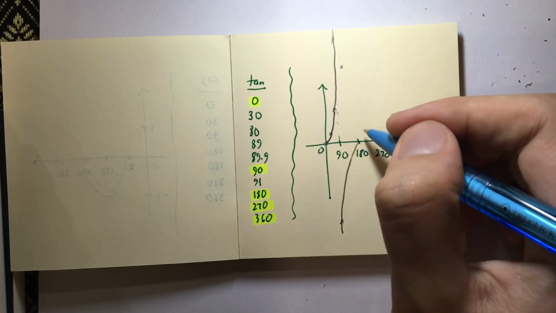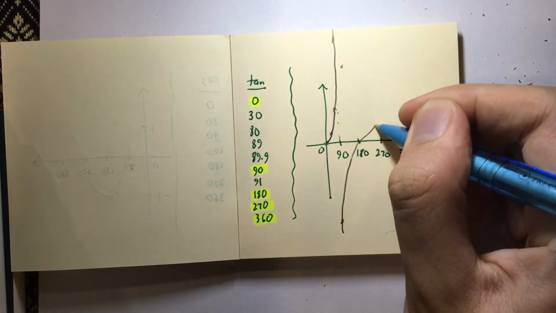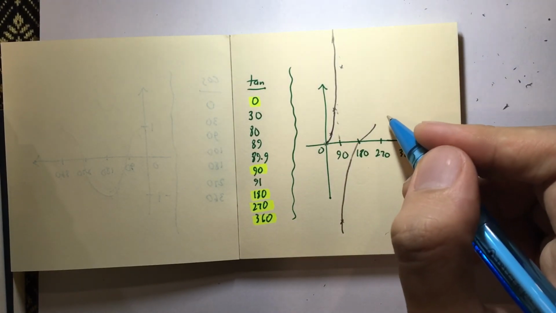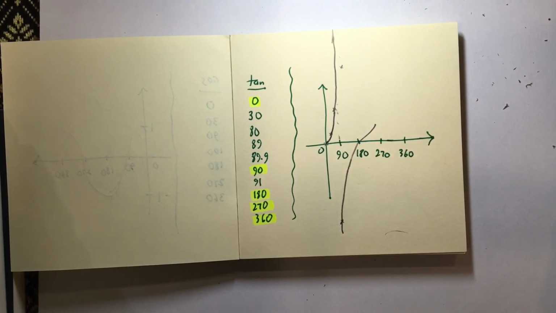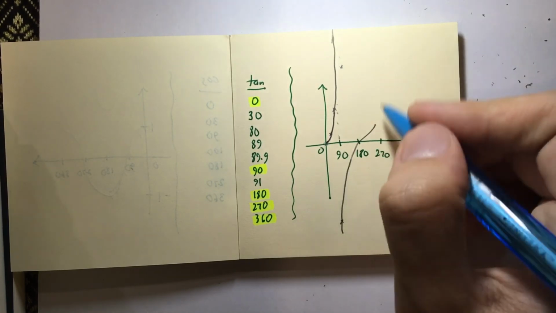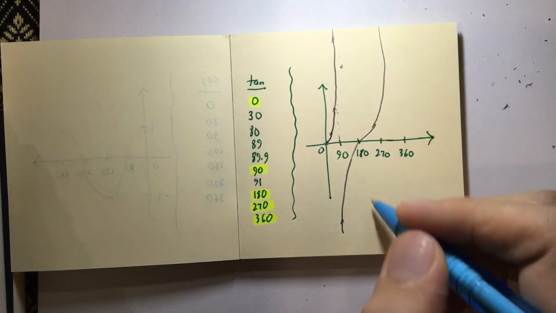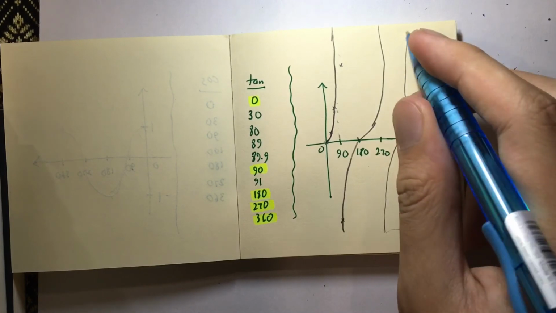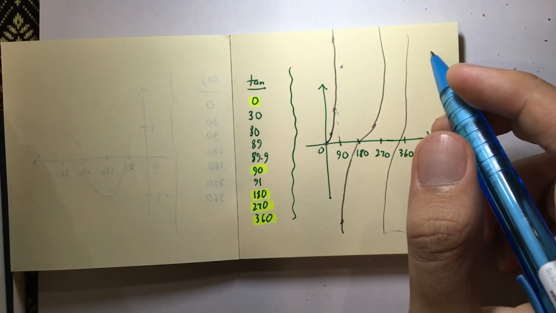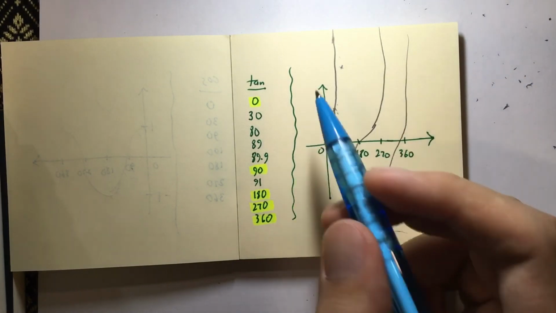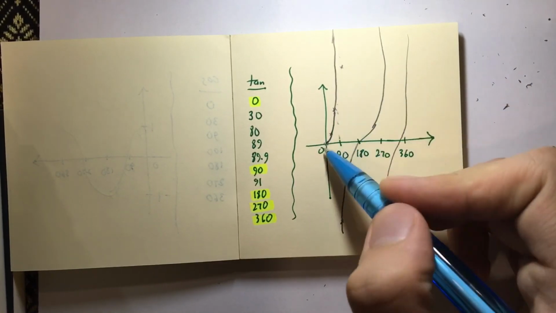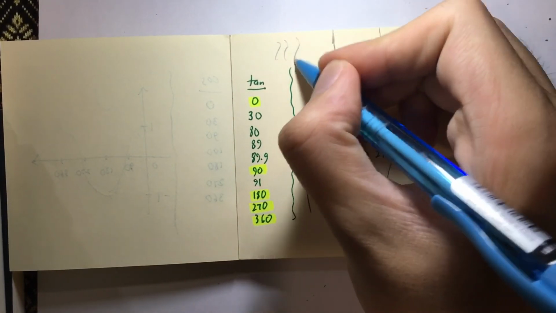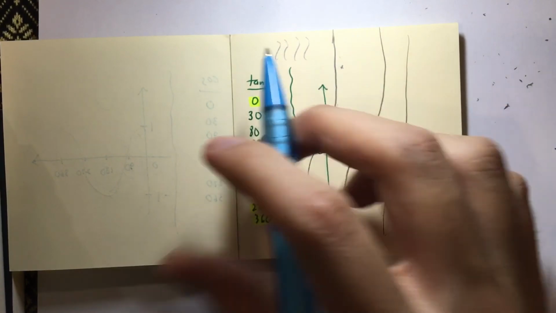And then if you keep calculating, it actually goes like this. Tan 270, math error again, so it goes back up. And it actually just repeats. So this tan graph, if you see a graph that looks like infinite loops of that, it's a tan graph.